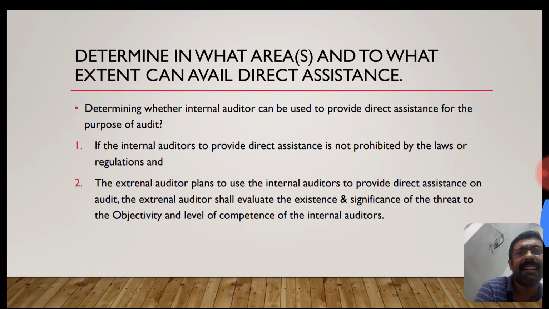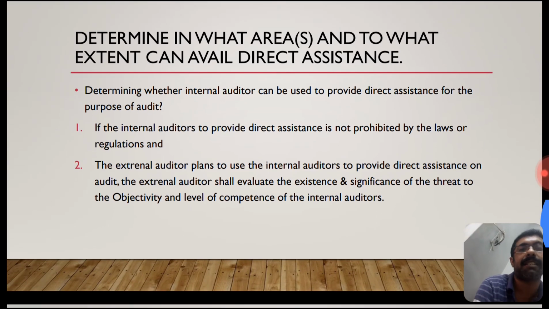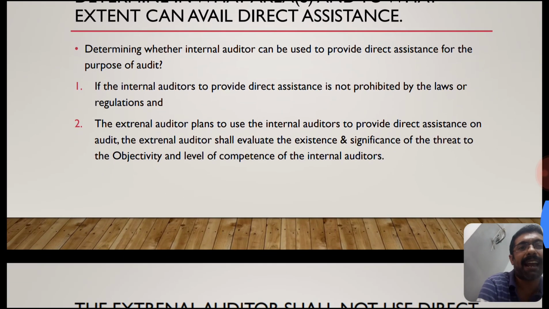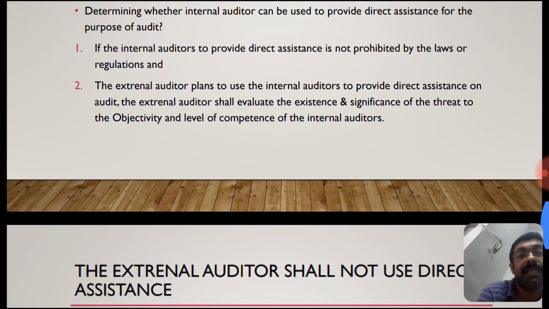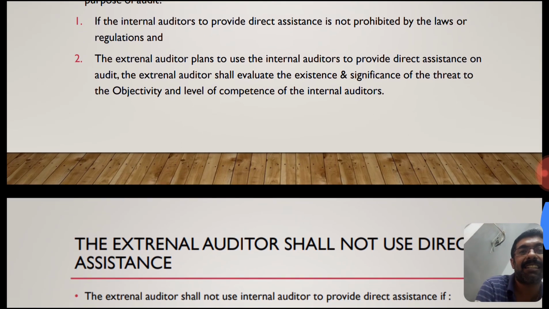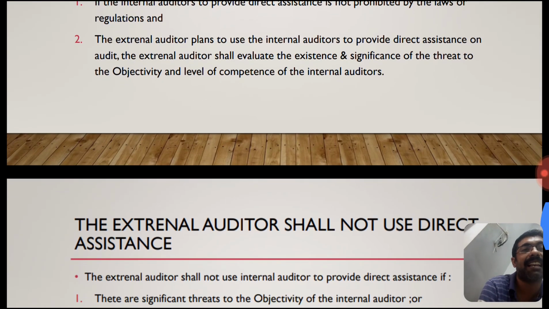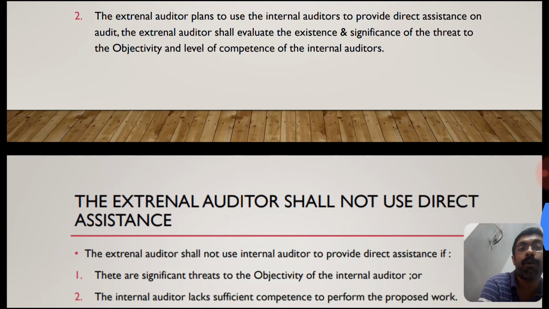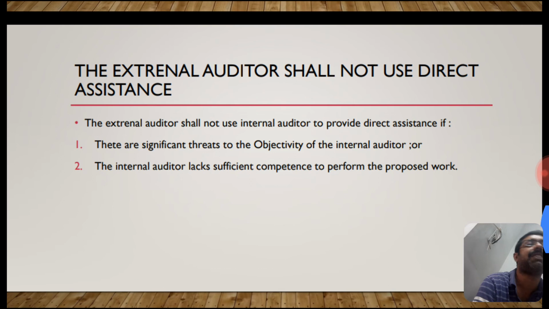Then the direct assistance area: determining whether the internal auditor can be used to provide direct assistance for the purpose of the audit. If yes, the use of the internal auditor to provide direct assistance should not be prohibited by laws and regulations. Second, if the external auditor plans to use the internal auditor to provide direct assistance on the audit, the external auditor shall evaluate the existence and significance of the threat to the objectivity and level of competency of the internal auditor. He has to evaluate whether such use will hamper the objectivity and competency.